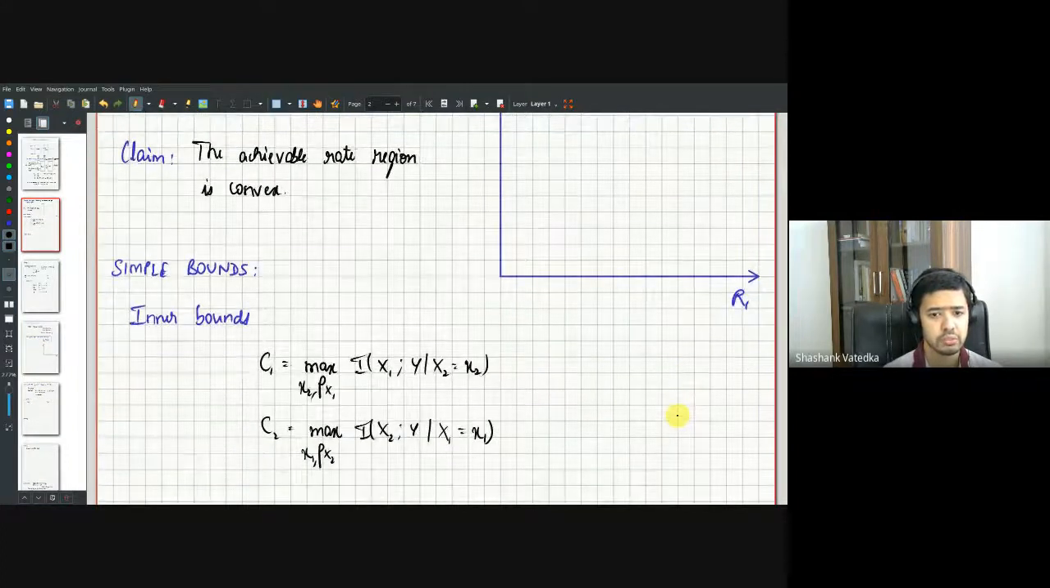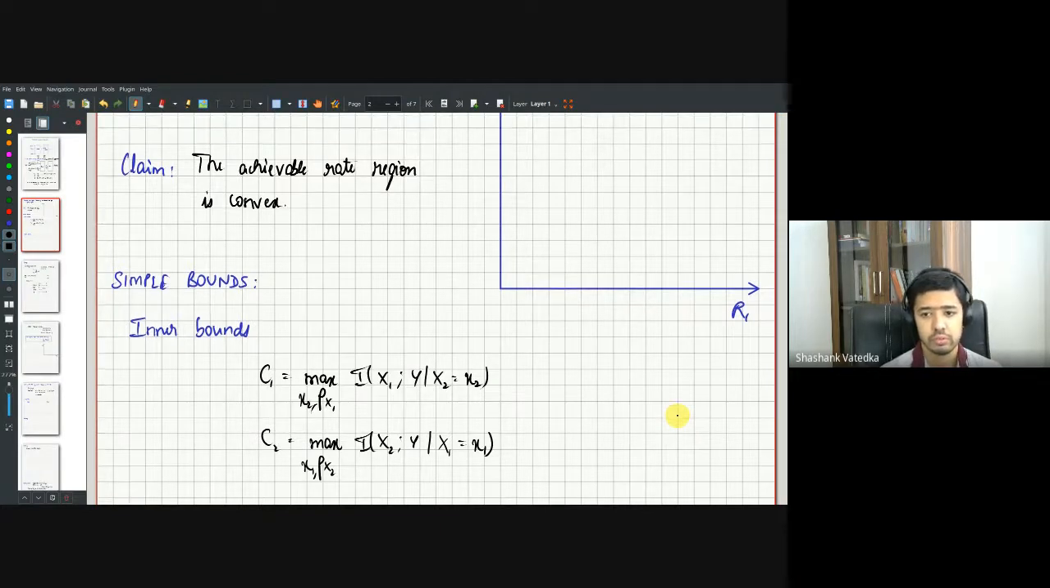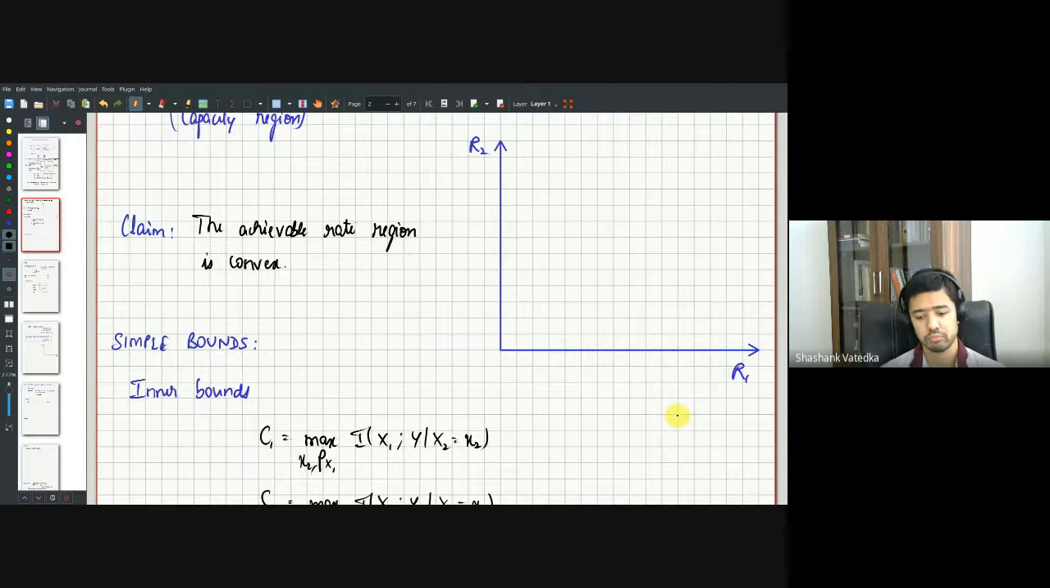Now, even before we proceed, let's forget about the claim for now and see what can be achieved. As I mentioned, one of the simplest things to do is time sharing or time division multiple access. So let's see what we can achieve using time division multiple access, in which one user remains silent for some time, for maybe some alpha fraction of the time.